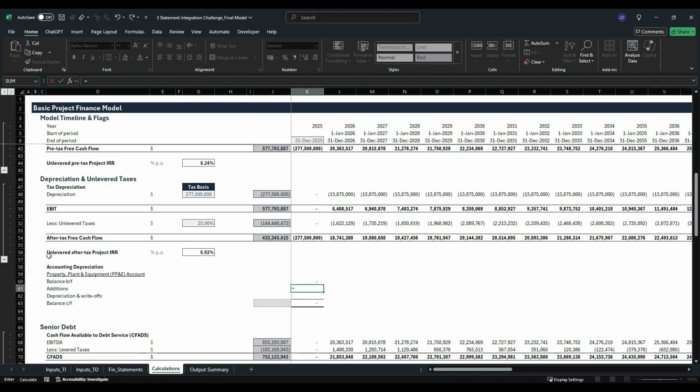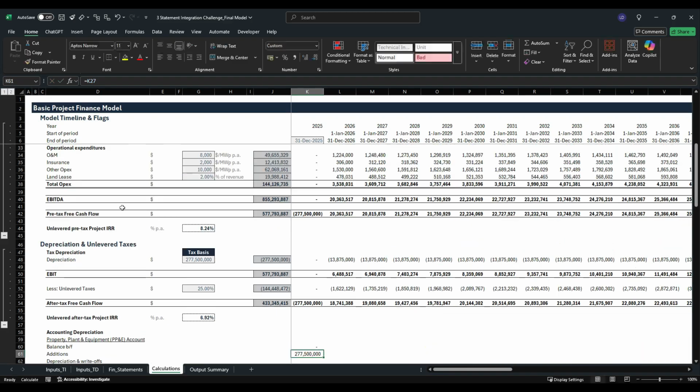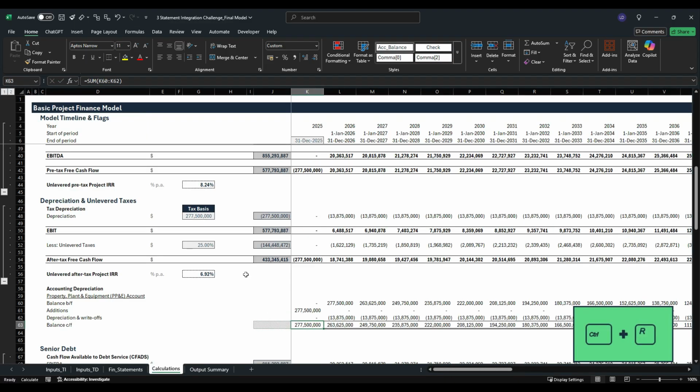Now for our additions, we will have to link in our total costs, which are modeled in row 27. Right here, this is our initial CapEx outflow, which then will sit in the account. And then this initial cost item will be depreciated over a period of 20 years. So we will link it to our depreciation expense, which is just an accounting expense in row 48. Drag this over to the right, see what happens.